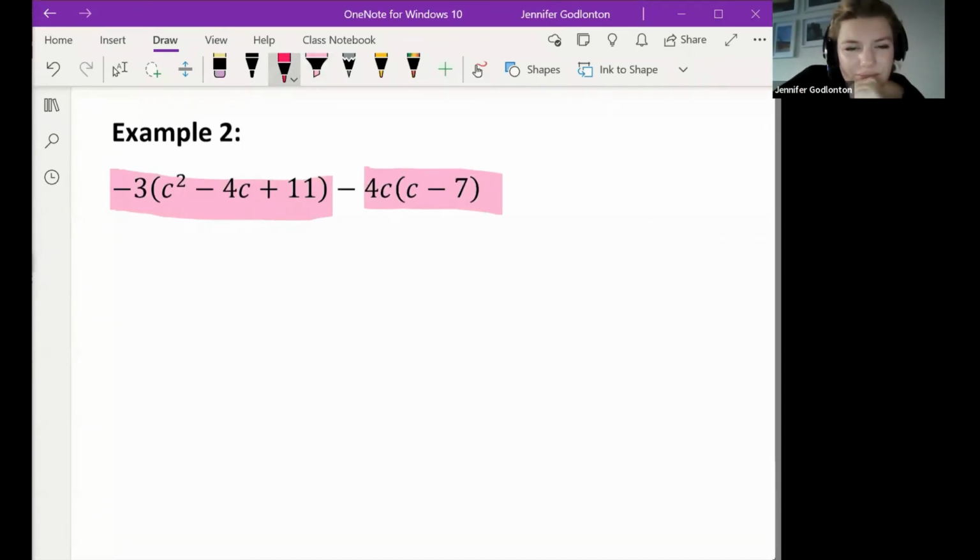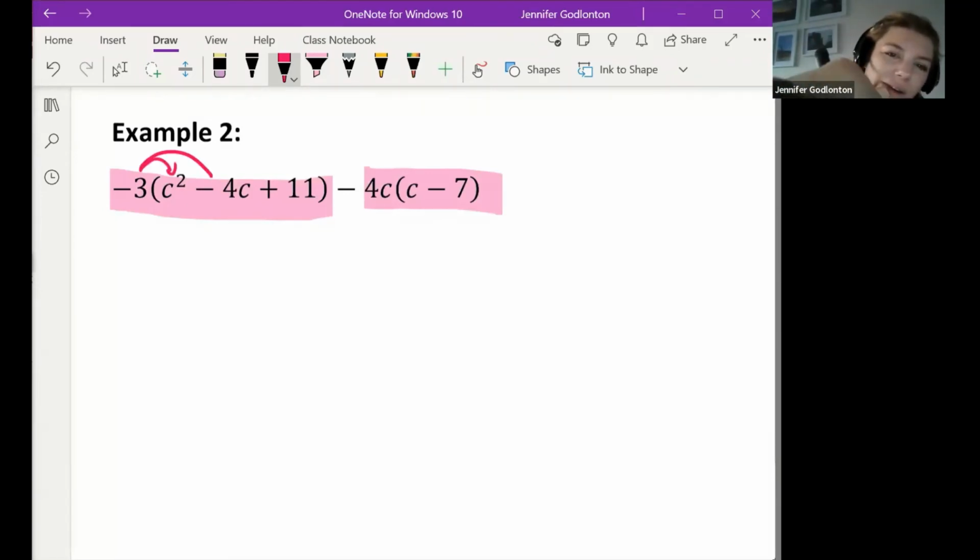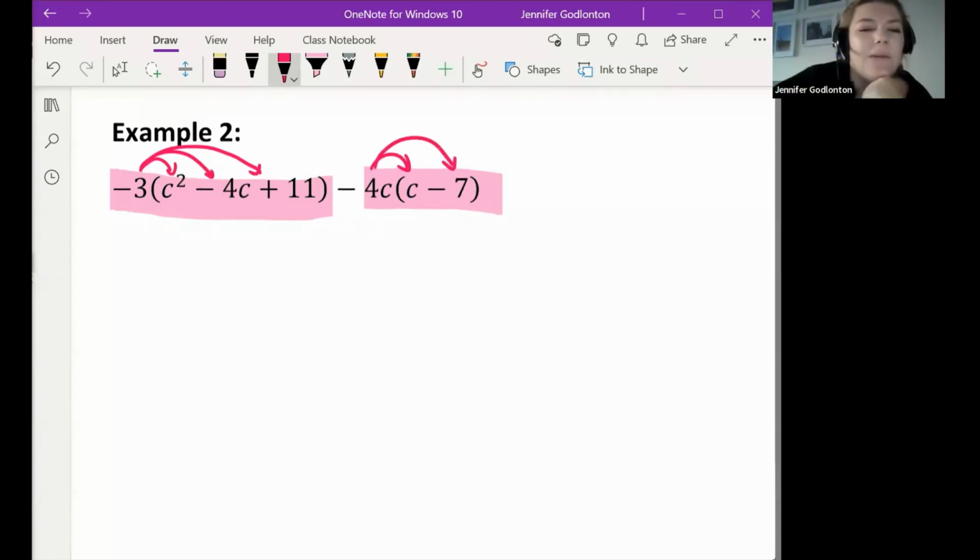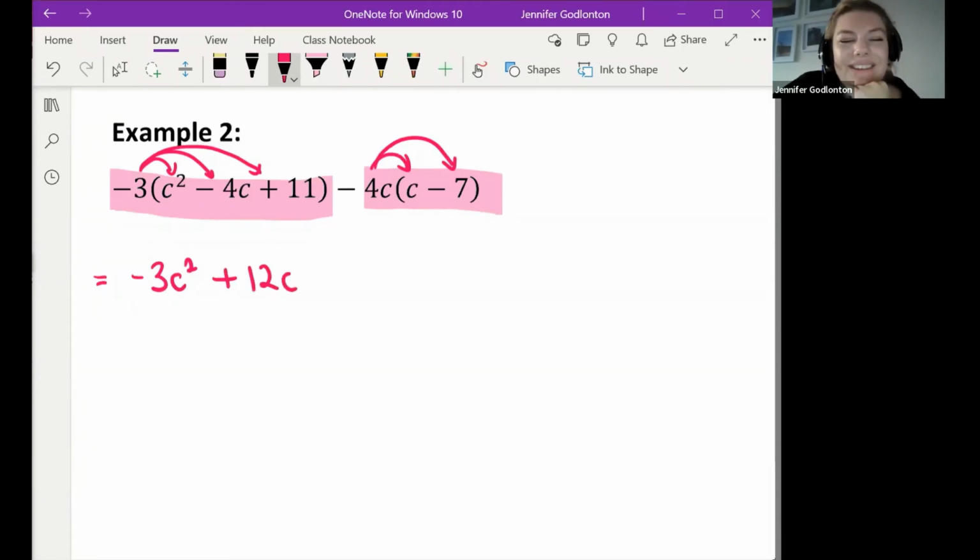Okay, ma'am. The next step, we are going to distribute the 2 terms. We're going to start with... So it's going to be equal to negative 3c to the power of 2, plus 12c, because negative times negative makes a positive, plus 33... minus 33. Okay, good.